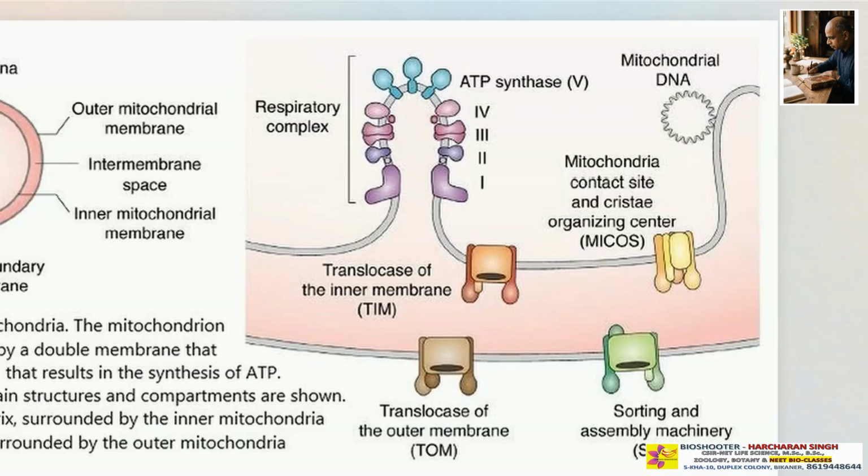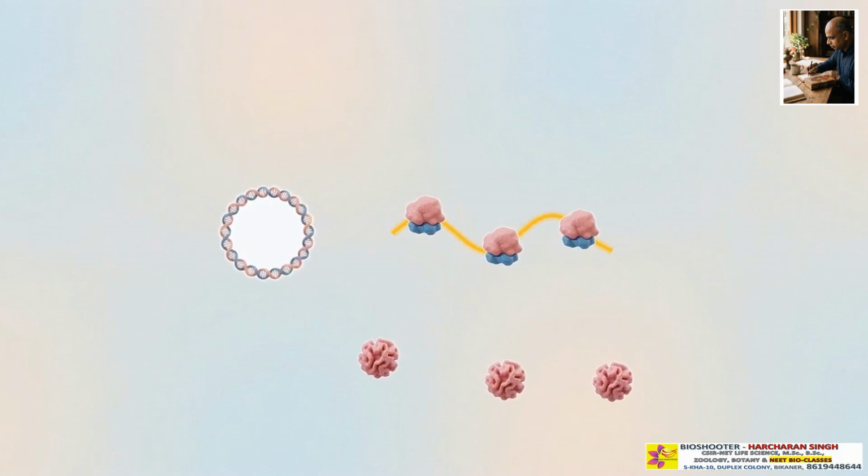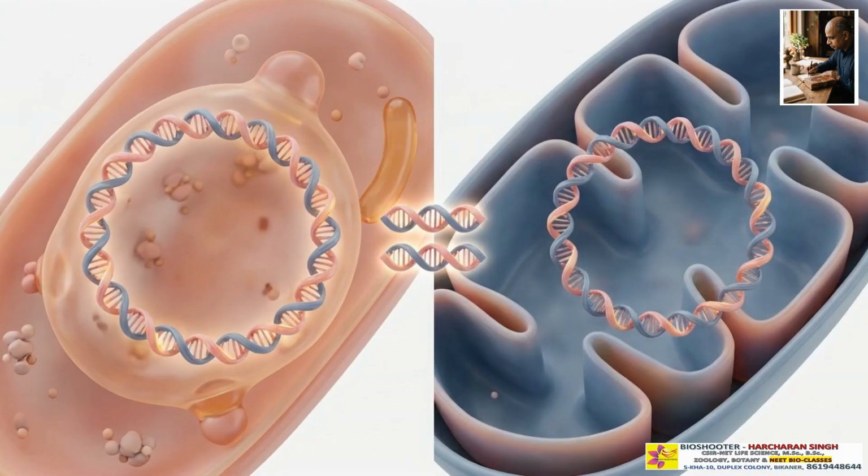If we look at the upper right panel of this diagram, we find something unique. The matrix contains its own circular DNA, labeled here as mitochondrial DNA, along with its own specialized ribosomes. Because it possesses this genetic material, the mitochondrion is a semi-autonomous organelle. It translates its own genetics and builds several of its own structural proteins without relying on the host cell's nucleus. This provides compelling evidence for the endosymbiotic theory. The mitochondrion operates with its own blueprint, much like a captured bacterium living perpetually inside our cells.